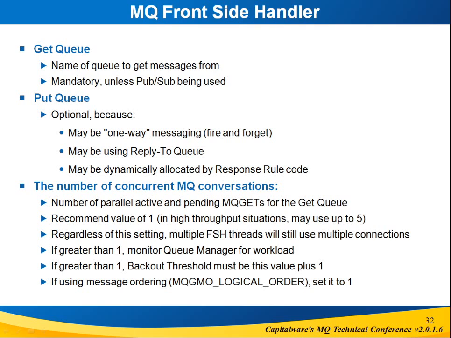But as a multi-threaded front-side handler, it obeys the concept of message sequencing, whereas if it's multi-instance, then each instance is running independent of each other. So this is the important thing to note, especially if you're using the logical order concept. In other words, if you have message grouping, you should never have this value set to greater than 1, because this will destroy the concept of logical order. So that's an important consideration. If you know you've got message grouping, do not set the concurrent MQ conversations to anything greater than 1.